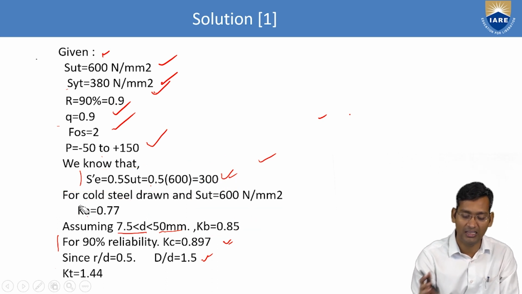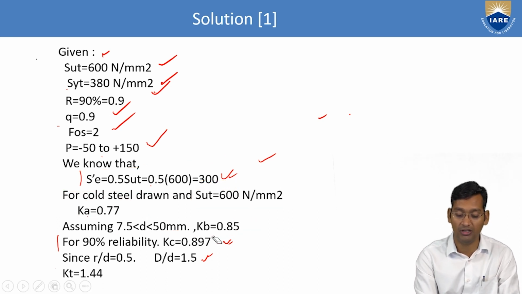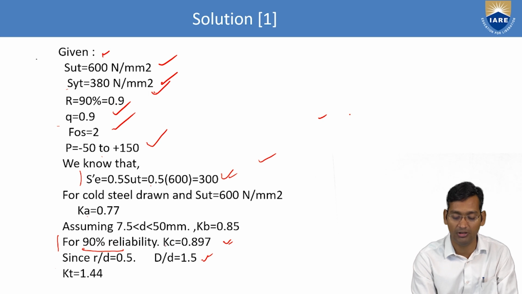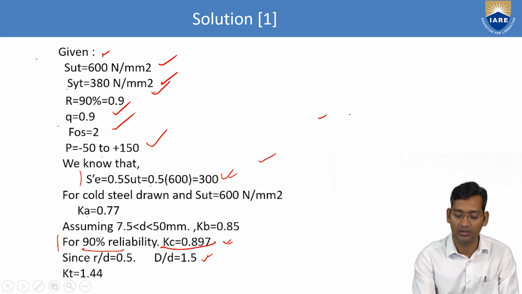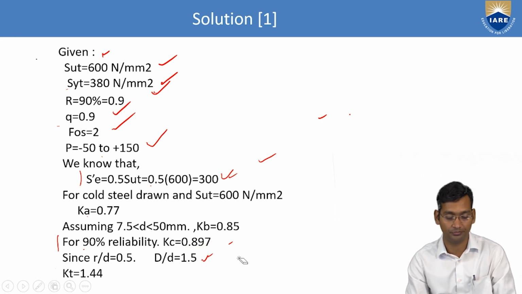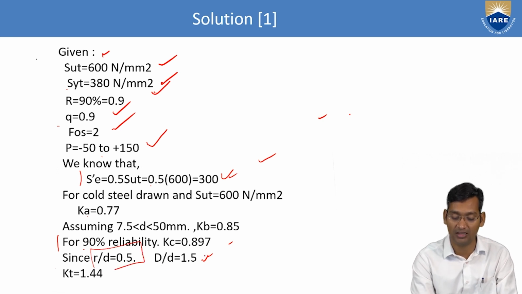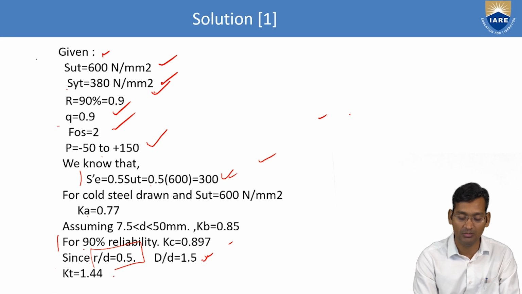So now Ka we have, Kb we have. For 90% reliability, just see why that reliability is given: to find the Kc value. For 90% reliability, Kc is 0.897. Since r by d ratio is 0.5 and D by d is given as 1.5, Kt will be equal to what?